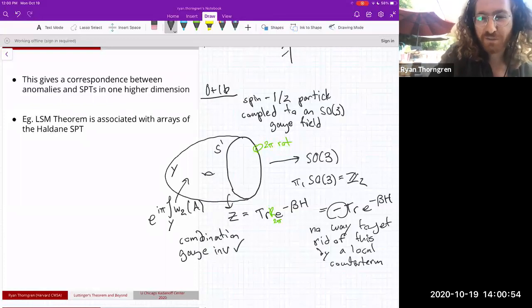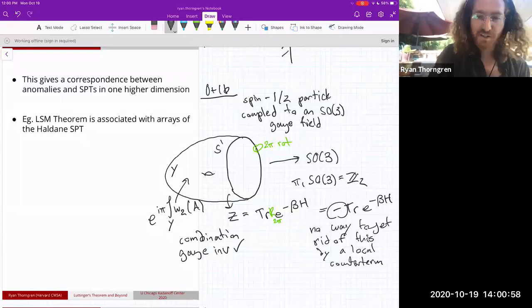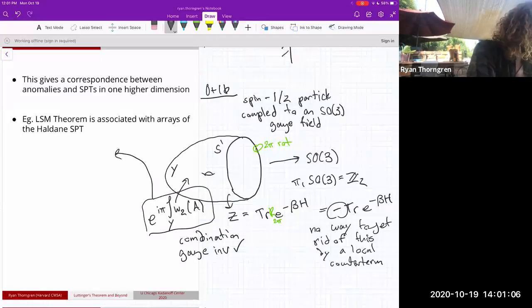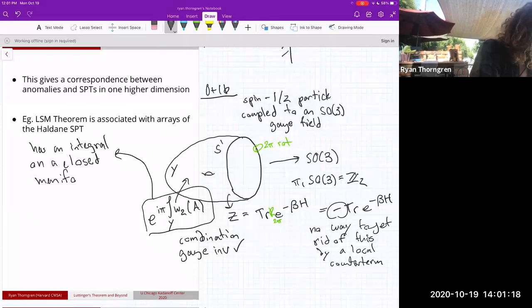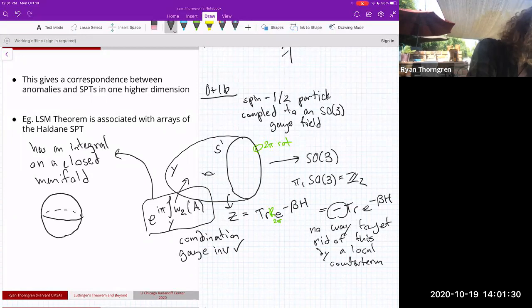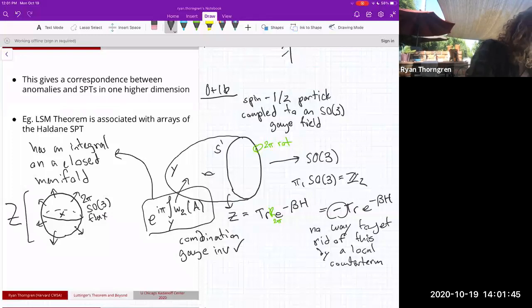And the way we know for sure that you cannot have gauge invariance just by some local counter term is by showing that this quantity has an integral on a closed manifold. In particular, if we just have a two-dimensional sphere, we can define an SO3 gauge field here that contains a 2π flux, or contains a monopole, so that there's a 2π flux through the surface, and the partition function of the SPT on this sphere is -1.